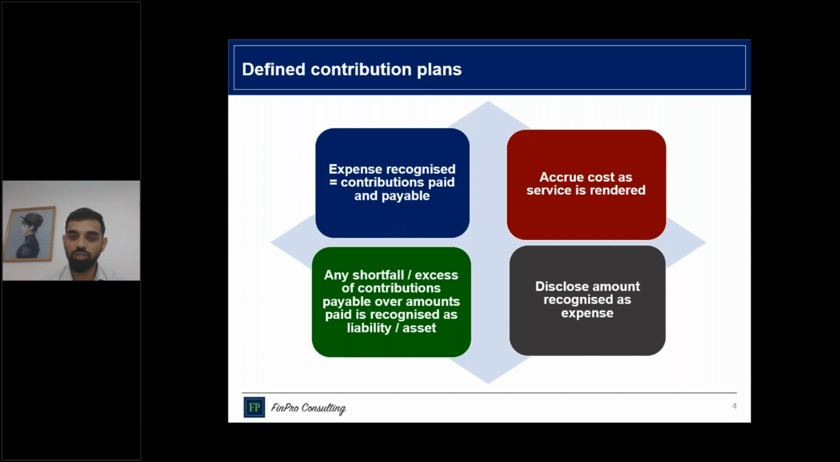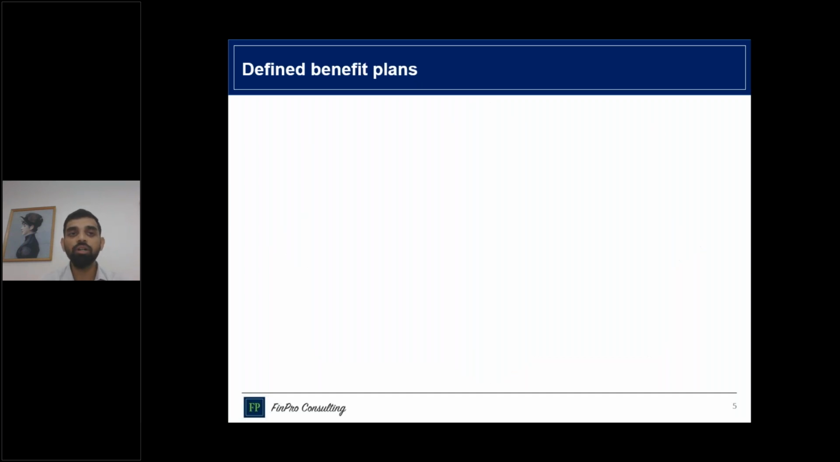There is only one disclosure. Whatever is the total contribution that you are making to that particular fund, you need to disclose it as a part of the notes to the financial statements. So there is no fancy accounting for defined contribution plan, pretty straightforward accounting. The more important is a defined benefit plan, and we will try to understand and decipher the various terminologies and words which are used in actuarial valuation, how to interpret them, and how to account for it in the financial statements.